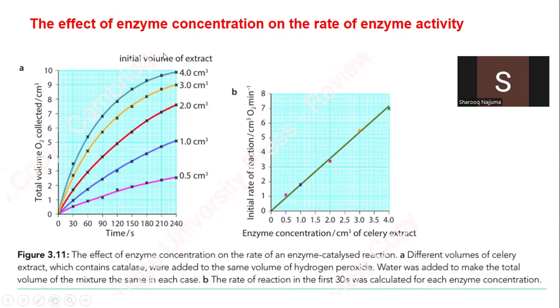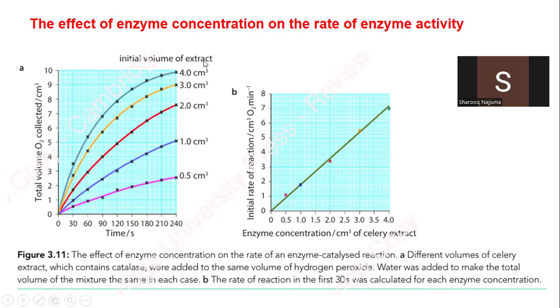So in this investigation, we are changing enzyme concentration. As enzyme concentration is being changed, they tried to track the rate at which enzyme catalase works as time went on. They tracked the enzyme activity for 240 seconds, which is 4 minutes. In that case, the concentration of the enzyme was being changed. The enzyme was obtained from a celery extract.